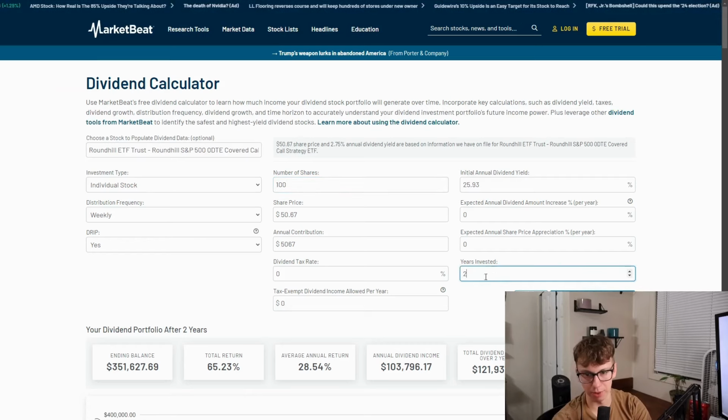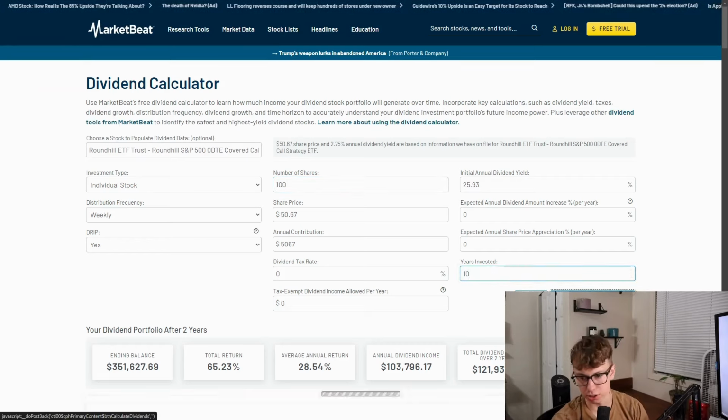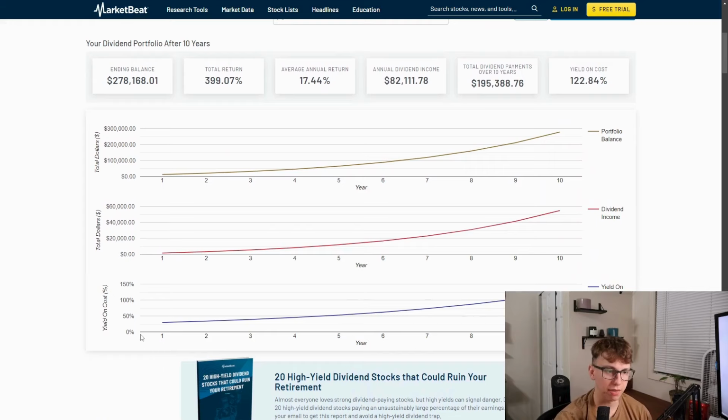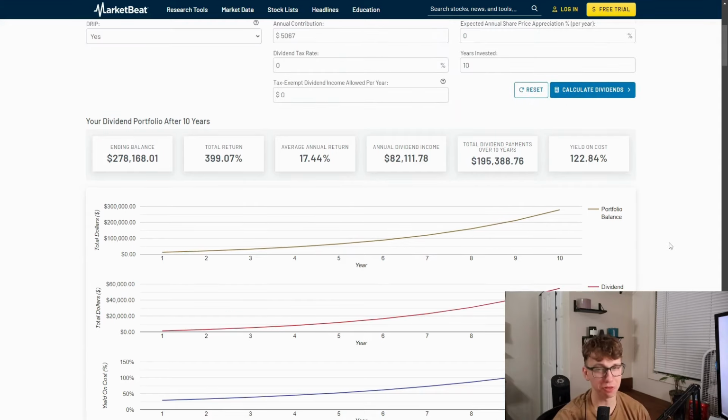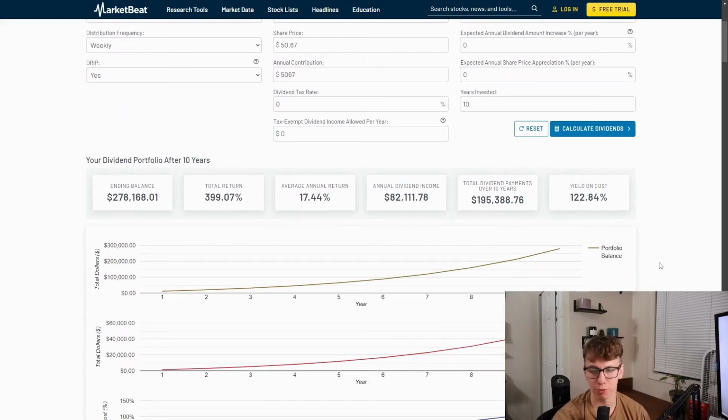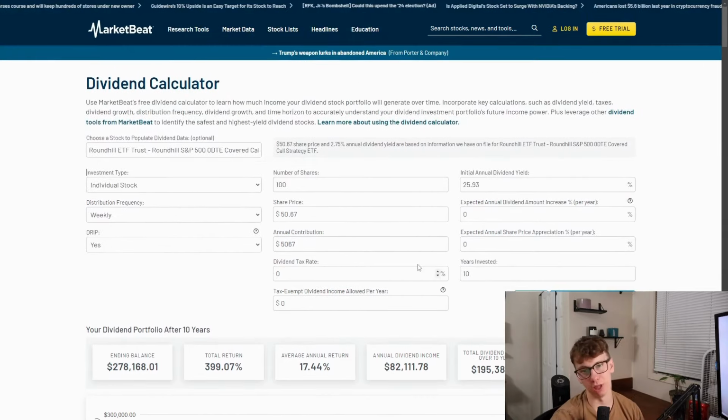And the more we do this, we can even bump back down to 100 shares, a more realistic amount, but let's go to 10 years and see the power of compounding these weekly dividends. So we can see the total dollars. You start with $11,629, and over a 10-year span, you end with just under $300,000. Your yield on cost is insane at 122.84%, but we don't have yield going up, so that's probably a bit of a miscalculation. But total dividend payments over the 10 years is $200,000, which is all pumped back into the fund itself, which is phenomenal.